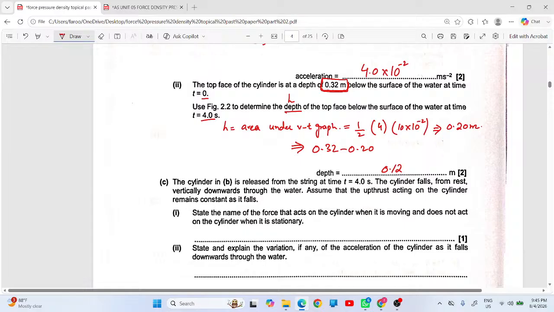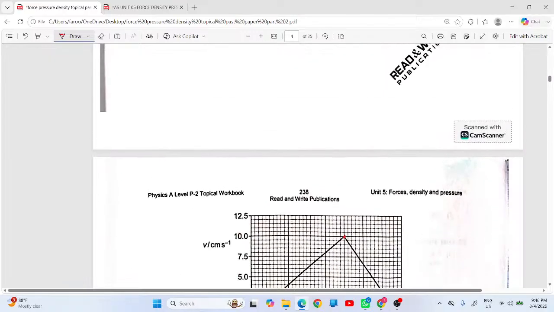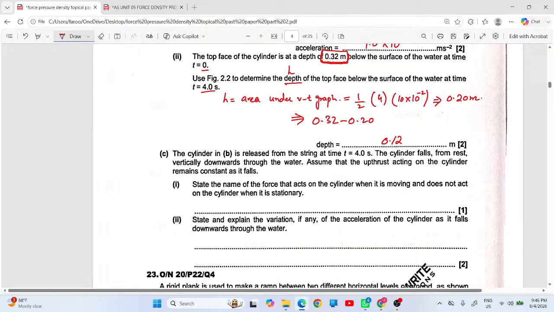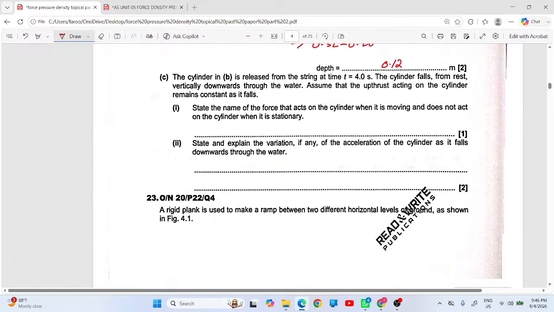The answer is 0.45, नहीं वो तो ऊपर वाले का था टेंशन का. This B part. ठीक है, चलो थर्ड पार्ट पढ़े, सी पार्ट पढ़े बच्चों.